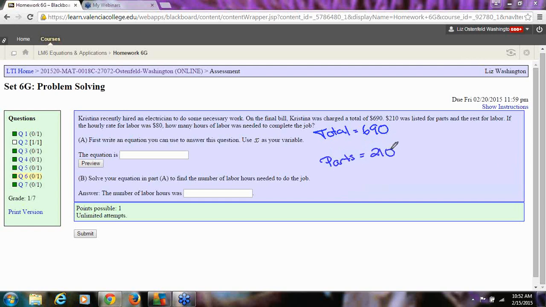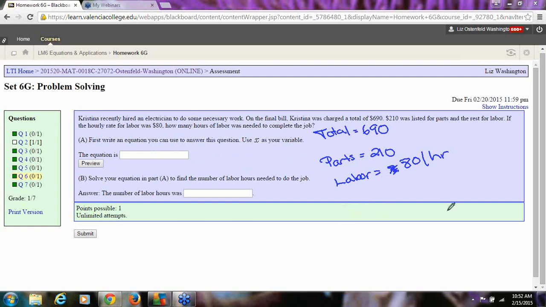Okay. And the rest was labor, which they didn't actually say what it was, but it was the rest. If the hourly rate for labor was $80 an hour, so I'm going to say labor was $80 an hour, how many hours of labor was needed to complete the job? First, write an equation you can use to answer this question.